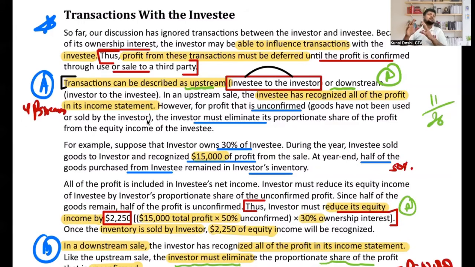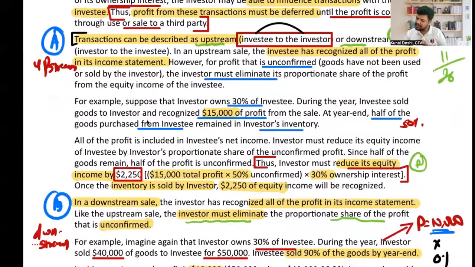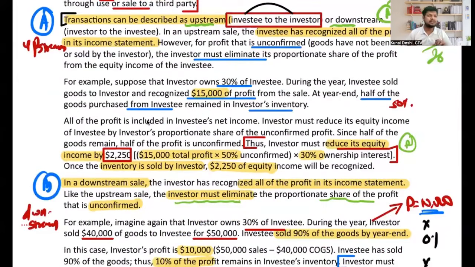So what will be the issue here? If there is any uncertainty, it will be adjusted from the account, because this happens when there is a transaction between the investor and investee. Upstream is from investee to investor, and downstream is from investor to investee. All right. You can go into the detail of the treatment if you have time, otherwise you can just simply understand what is upstream and downstream.